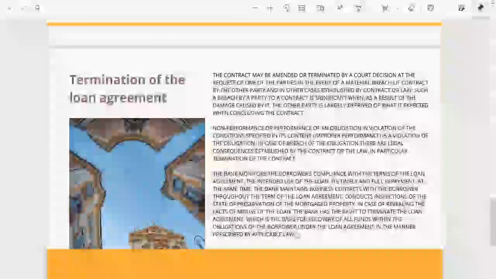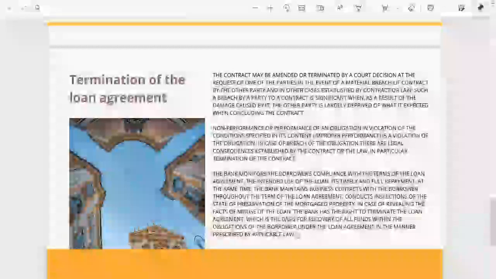Termination of loan agreement. The contract may be amended or terminated by a court decision at the request of one of the parties in the event of a material breach of contract by the other party and in other cases established by contract or law. Such a breach by a party to a contract is significant when, as a result of the damage caused by it, the other party is largely deprived of what it expected when concluding the contract.